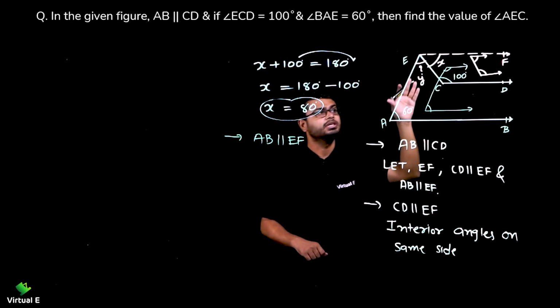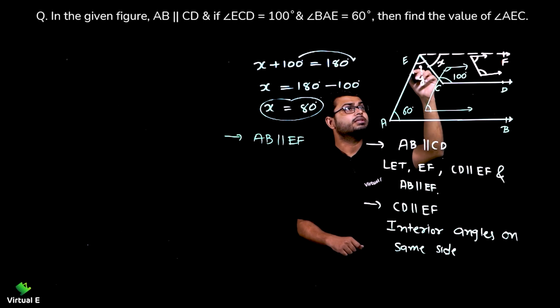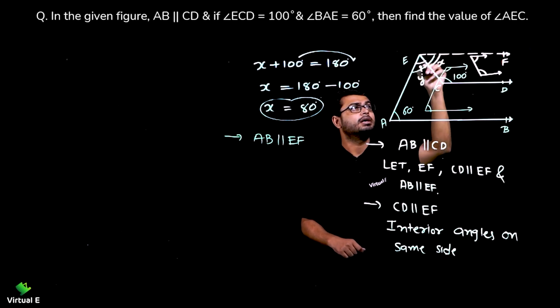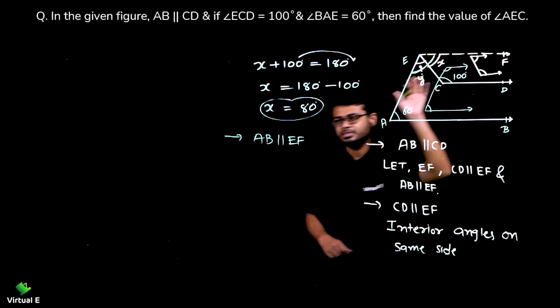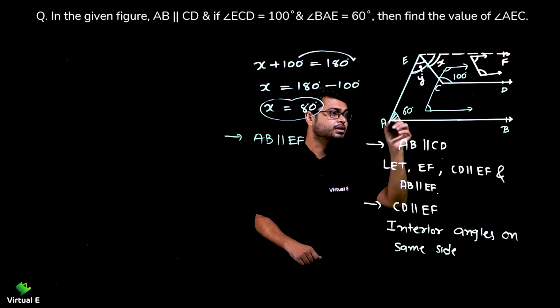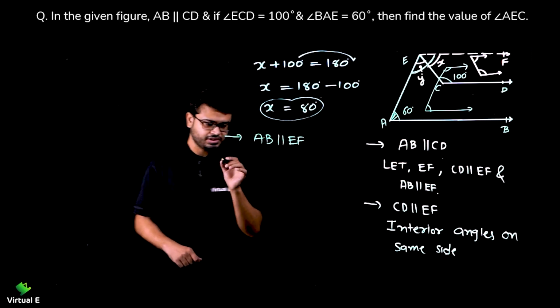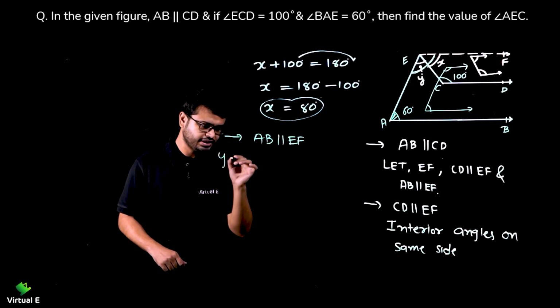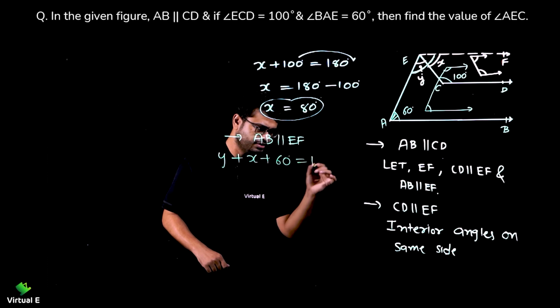Don't get confused. Shall I take only Y? Shall I take only X? That's incorrect. We need to take this complete angle. Now complete angle means addition of these two angles, right? And another is this angle. So Y plus X plus 60. That's what we are supposed to write. Y plus X plus 60 is equal to 180 degree.